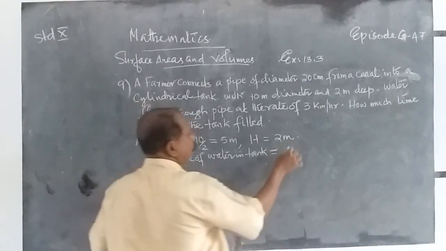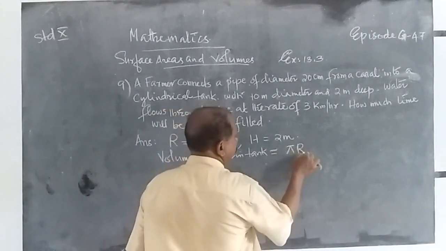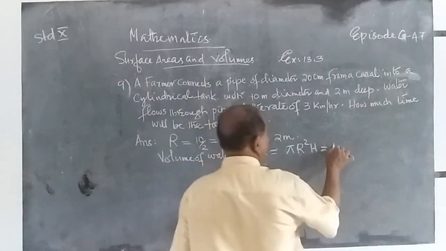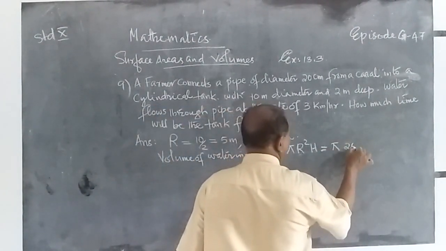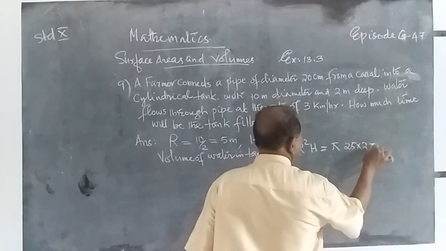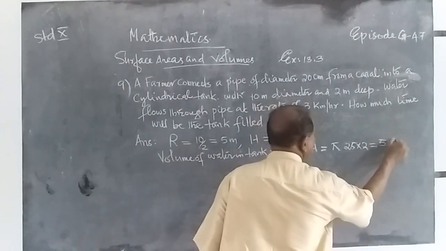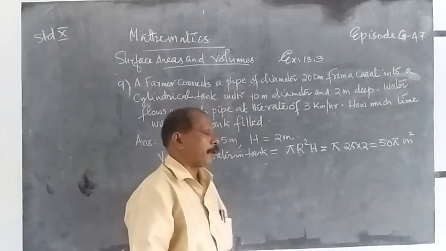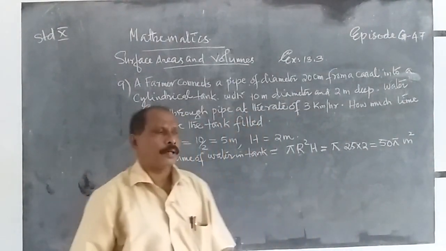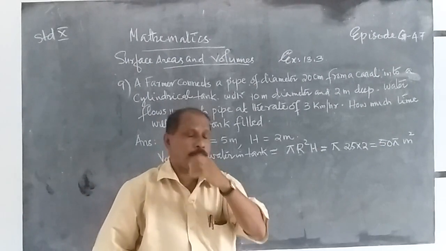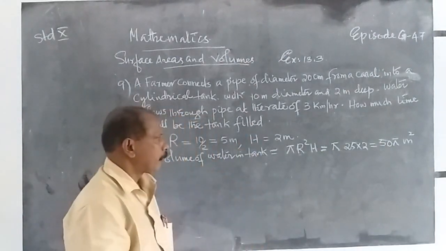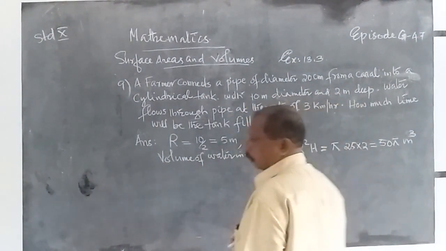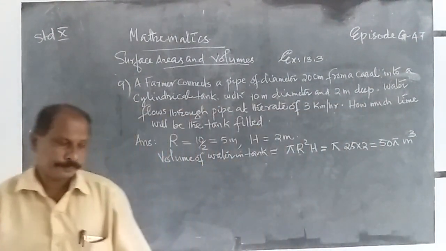The volume is equal to pi r square h, is equal to pi into r square, 25 into h, that is 2, is equal to 50 pi meter cube. We can put the value of pi, 3.14, or pi cancels. That is the volume of water in the tank.